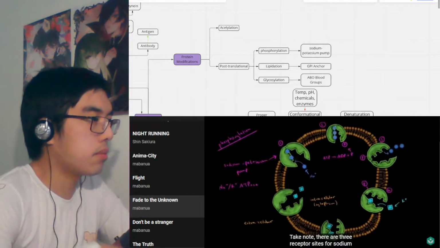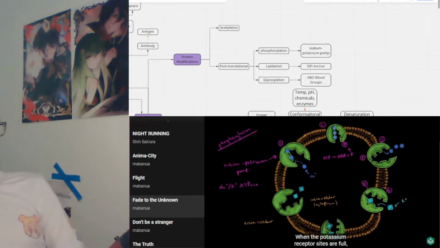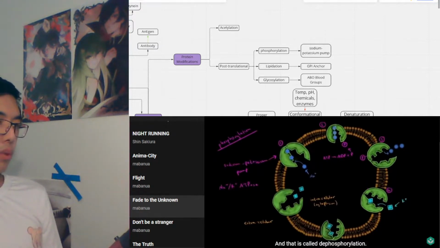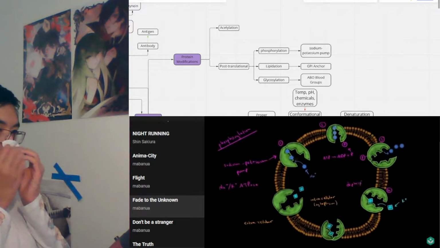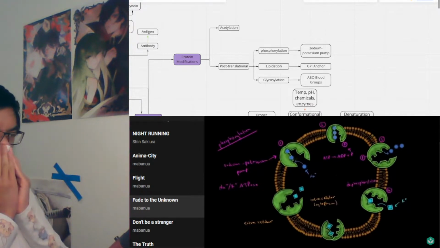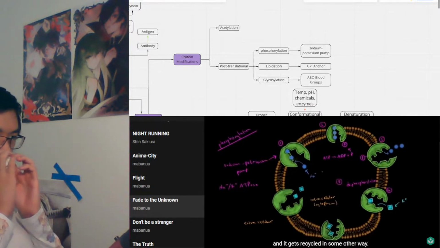Take note, there are 3 receptor sites for sodium, but only 2 for potassium. When the potassium receptor sites are full, it's going to cause a different change to happen. This phosphate group is going to be removed. That is called dephosphorylation. That phosphate group ends up on the inside of the cell and gets recycled in some other way.